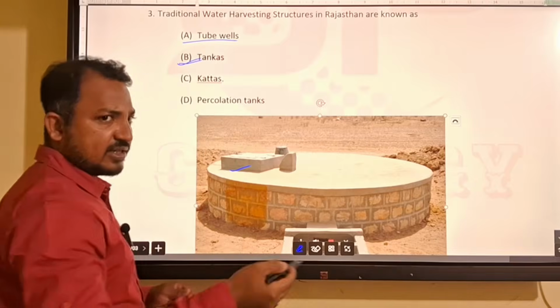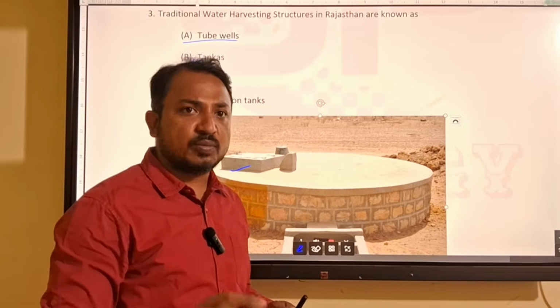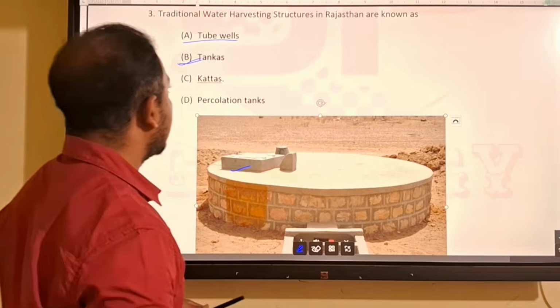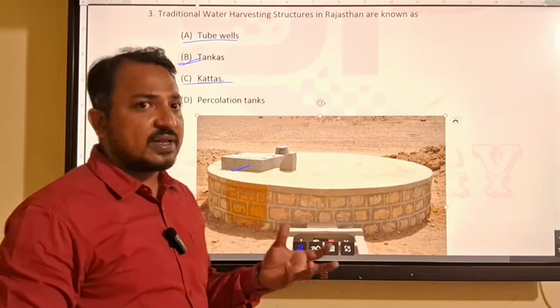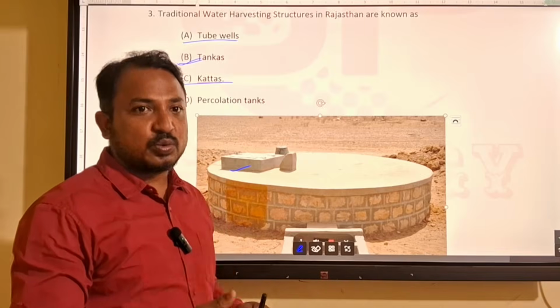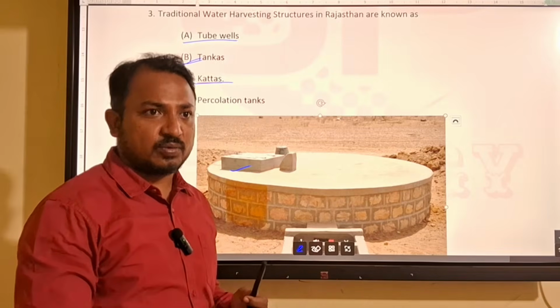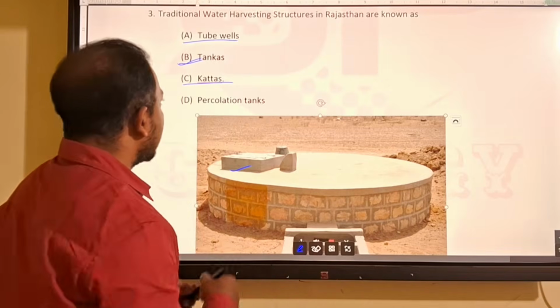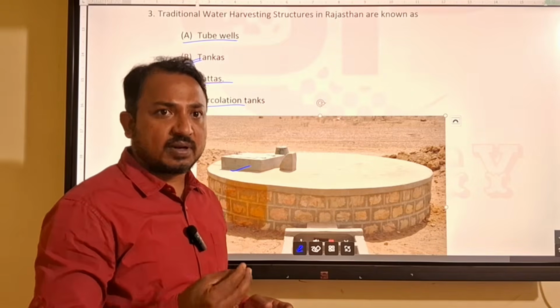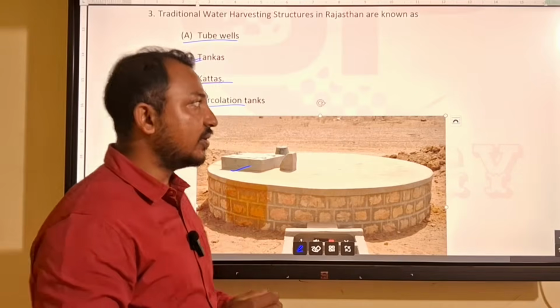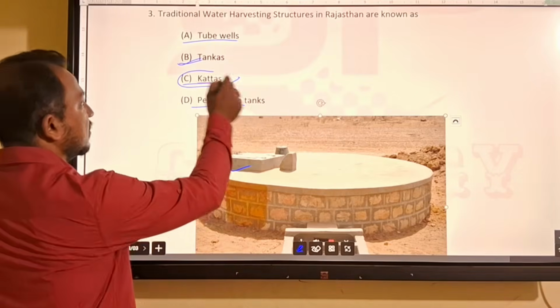Then tube wells are generally used in different regions to pump out water. Then katas are small percolation structures, small check dams used to store water to recharge the groundwater. A percolation tank is a similar type of tank, but it is not used in Rajasthan. In Rajasthan they use katas.